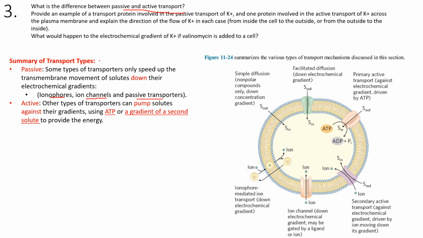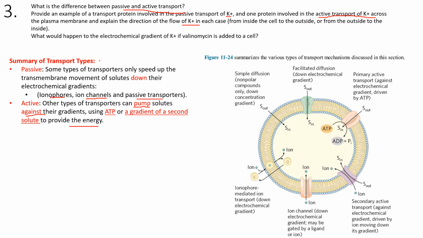Active: other types of transporters can pump solutes against their concentration gradients using ATP or a gradient of a second solute to provide the energy. Okay? Provide an example of a transport protein involved in the passive transport of potassium and one protein involved in the active transport of potassium across the plasma membrane, and explain the direction of flow of potassium ions in each case, from inside the cell to the outside or from the outside to the inside.